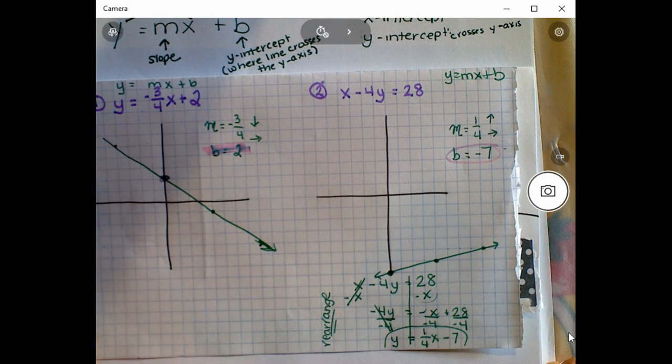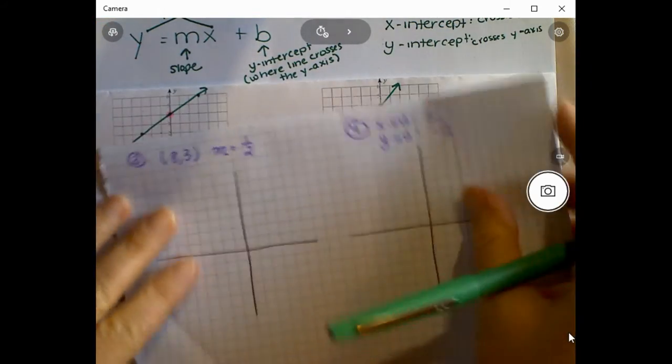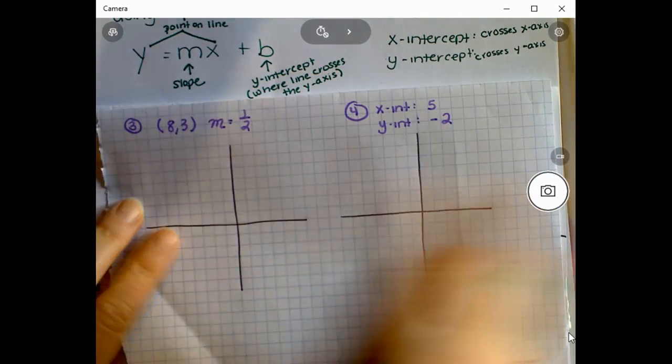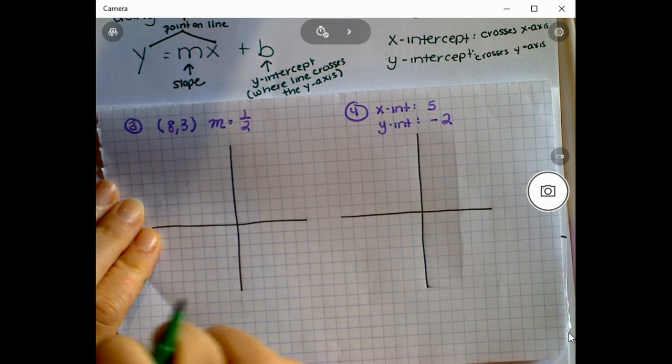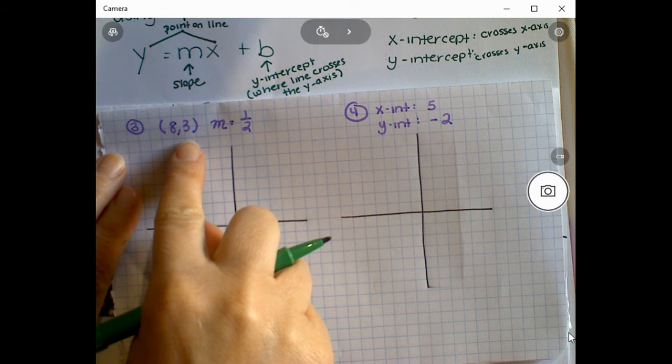All right, I hope that this is ringing a bell. Let's keep moving on. I'm going to do 2 more just to be annoyingly thorough. All right, this one is not in slope-intercept form, but it does give us enough information to graph this line. It tells us that (8, 3) is a point on the line.